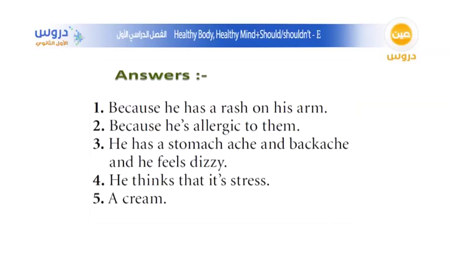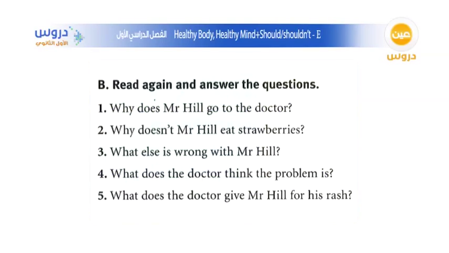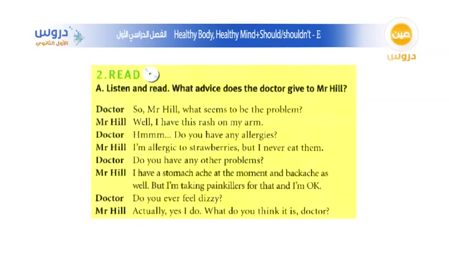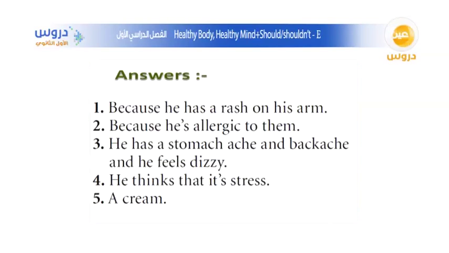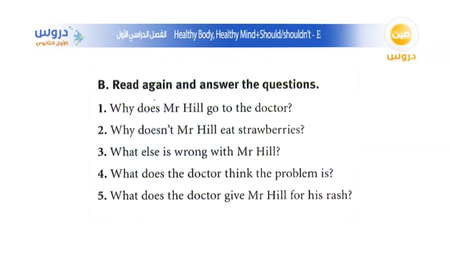So these are the answers. The first one: because he has a rash on his arm. Let me just show you the question. Why does Mr. Hill go to the doctor? Because he has a rash on his arm, and that was a correct answer for you, Miss Sarah. All right, very good. Excellent.